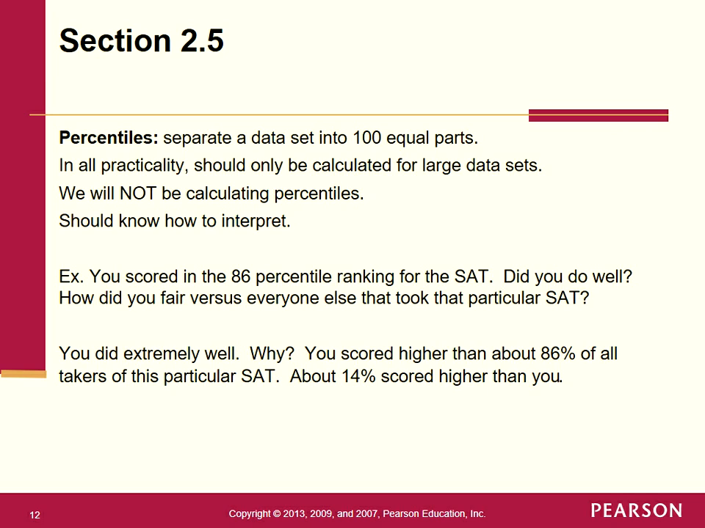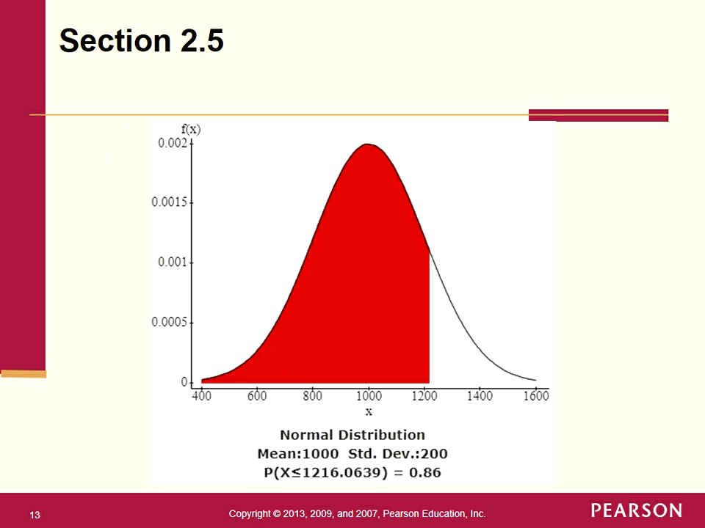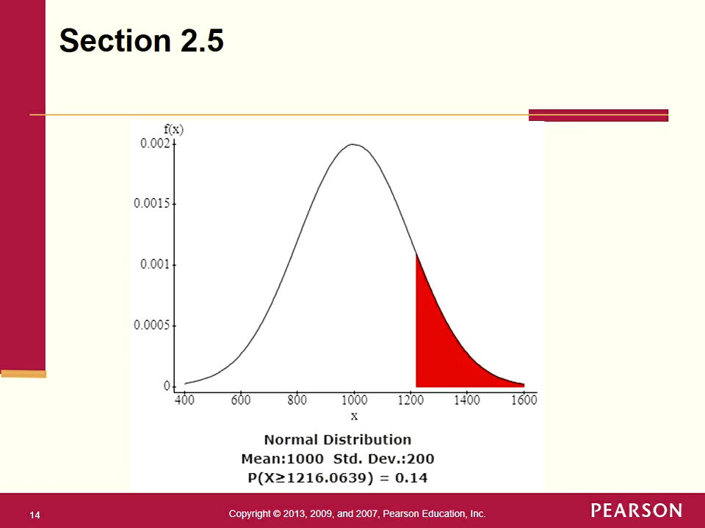So, what is the percentile ranking giving you? It gives you the percentage of data that is lower than that particular value. If you're sitting at the 86th percentile, 86% of the data is before it and about 14% above it. Graphically, this is what it would look like. At 1216, we have about 86% of the data before, and after it we have about 14% of the data. Percentile rankings.